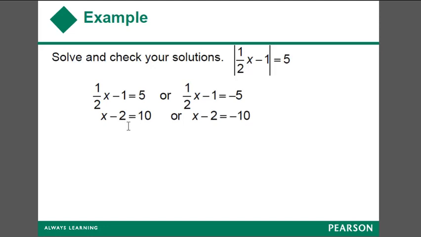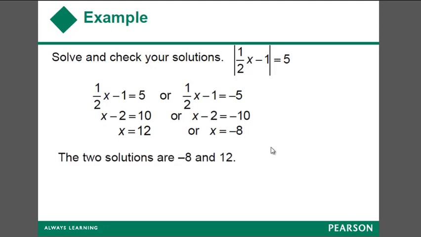and I'll get x is equal to 12. Whenever I add 2 here, I'm going to get x is equal to a negative 8. So here my two solutions are negative 8 and 12. When you plug these in and check them, the two solutions both check. So both of them are actual solutions to this problem.